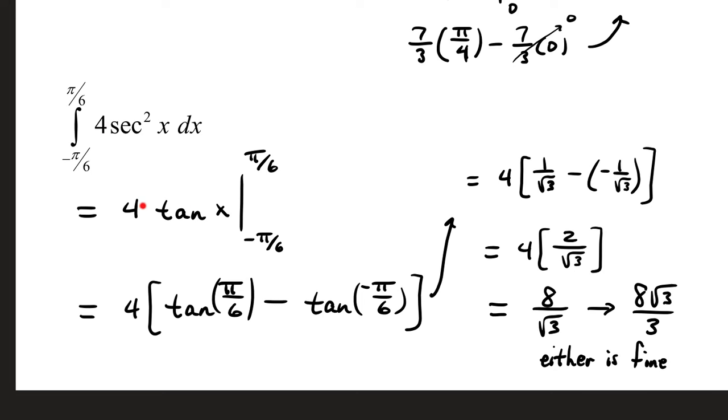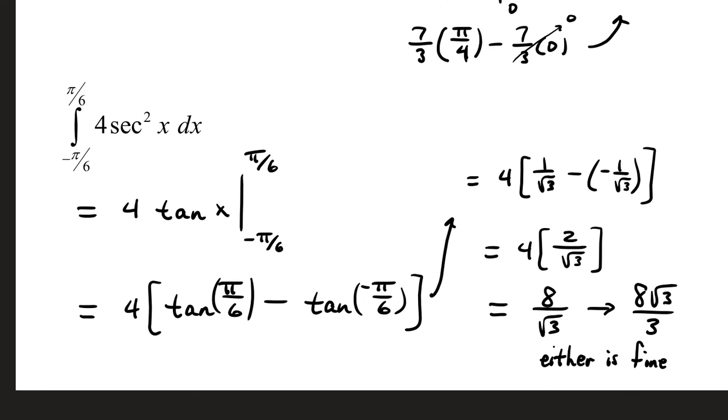The 4, you can easily pull that in front of your integral, or you can just leave it there. The derivative of 4 tangent x is 4 secant squared x, so that's the correct antiderivative. Substitute pi over 6 in, and then minus, and then substitute negative pi over 6 in.